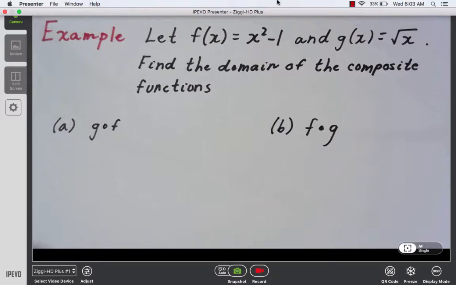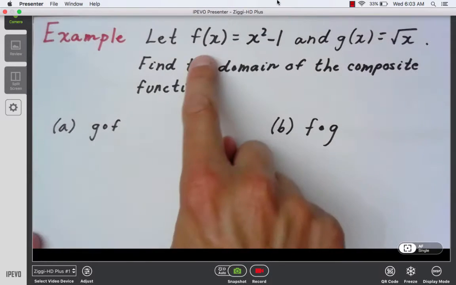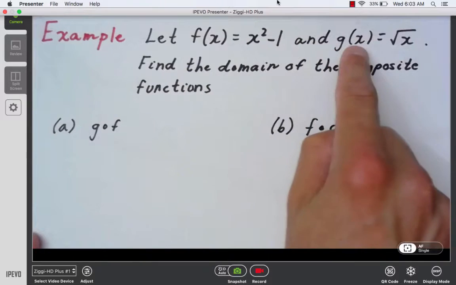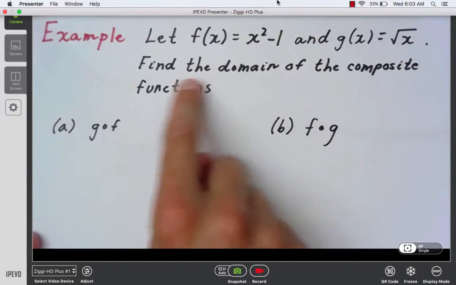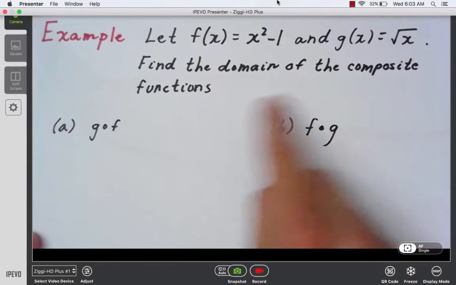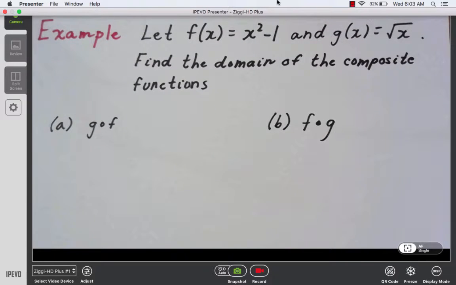So here's our example. Let f of x be x squared minus 1 and g of x be the square root of x. Find the domain of the compositions. What you actually have to do first is find those compositions. So we're going to look at g of f first.